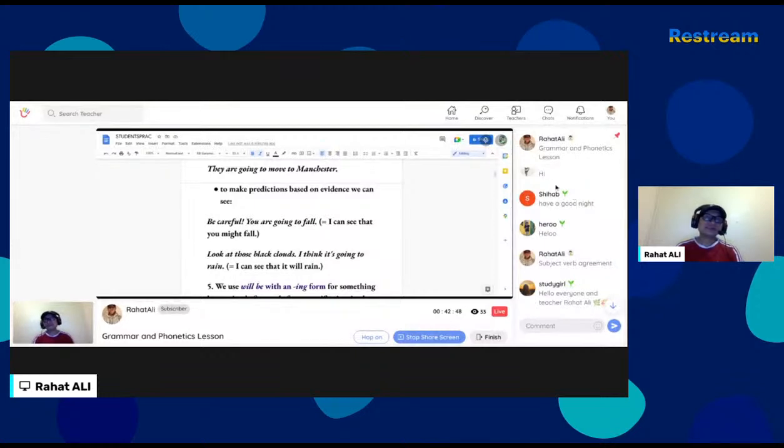There are Scouse expressions. Look out is the basis. It's a Liverpoolian accent or Scouse. Basis means place. This is one dialect. Look at those black clouds. I think it's going to rain.